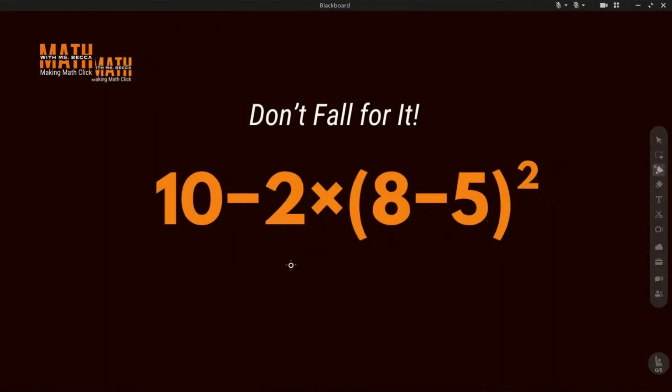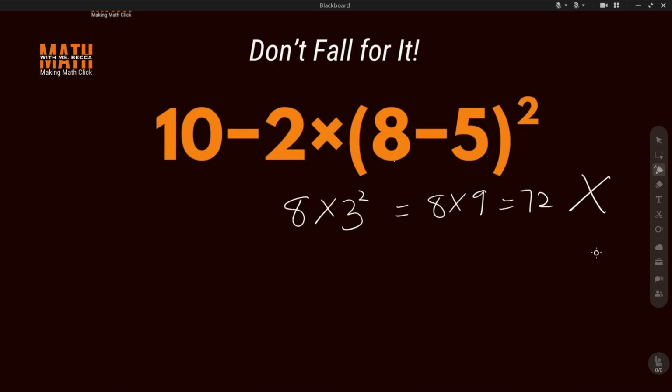10 minus 2 is 8. Then we have times 8 minus 5 is 3. Then 3 square. This will give 8 times 9 and it will give 72. This is wrong. If that is your approach, you will get the wrong answer.